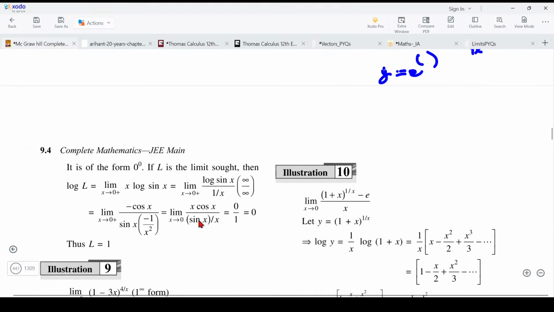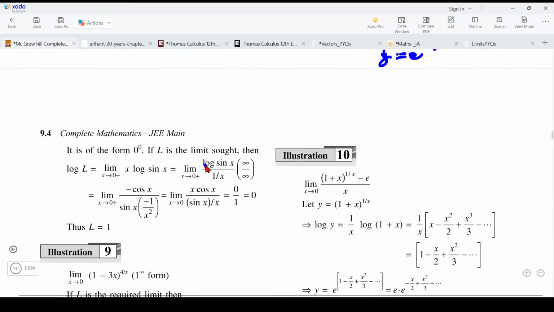See here, the numerator is differentiated: 1 by sin x for ln sin x, and the differential of sin x is cos x. The denominator 1 by x differentiates to minus 1 by x square, which is nothing but x cos x by sin x by x. Sin x by x, we know, is 1, and x cos x is 0. So 0 by 1 is 0.